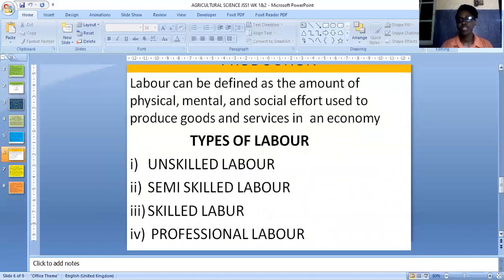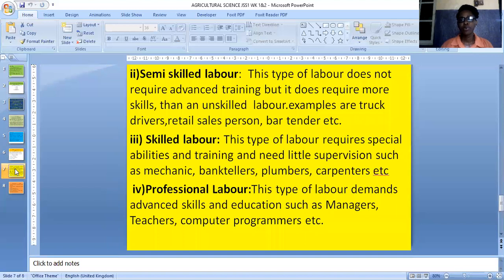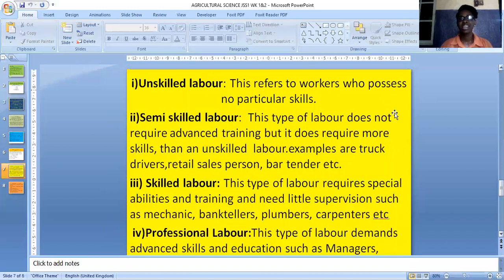We have unskilled labor, semi-skilled labor, skilled labor, and professional labor. Unskilled labor can be defined as that type of labor that does not have any educational background. This type of labor does not require advanced training at all.